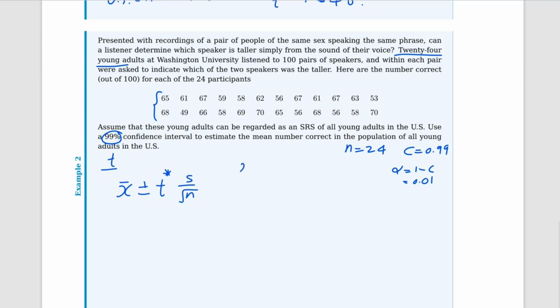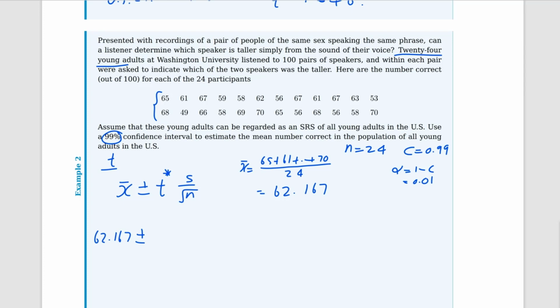So x bar equals, add them together, and all of them divided by the number of data here, 24. So this x bar is 62.167. Yes, we can plug the x bar here, 62.167 plus or minus. Then we need T star.